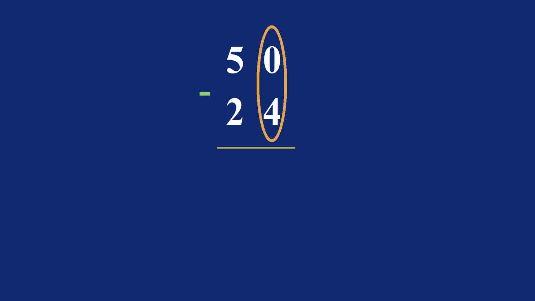We start solving the subtraction problem by subtracting the numbers in the ones column. 0 minus 4. But I can't do it because 0 is smaller than 4. So we must borrow. You go to the 5 in the tens place and borrow 1 from it. So the 0 becomes 10 and 5 becomes 4.